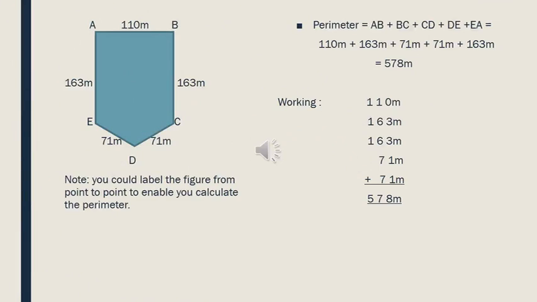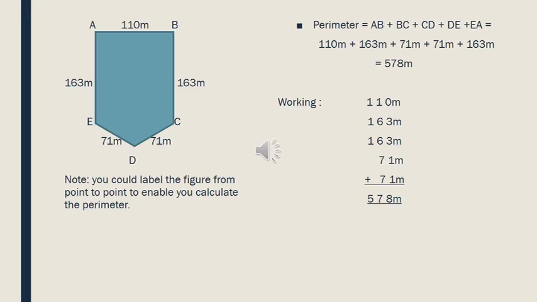Okay, let's look at this shape. If you look at what we have there, it's also another irregular shape, and I wrote a note under there telling you that you could label your figure from point to point to enable you calculate the perimeter. Now this is to help you not to get confused along the way.